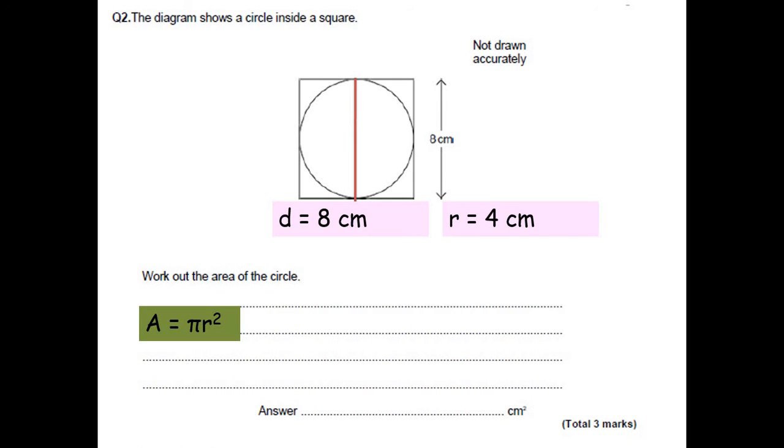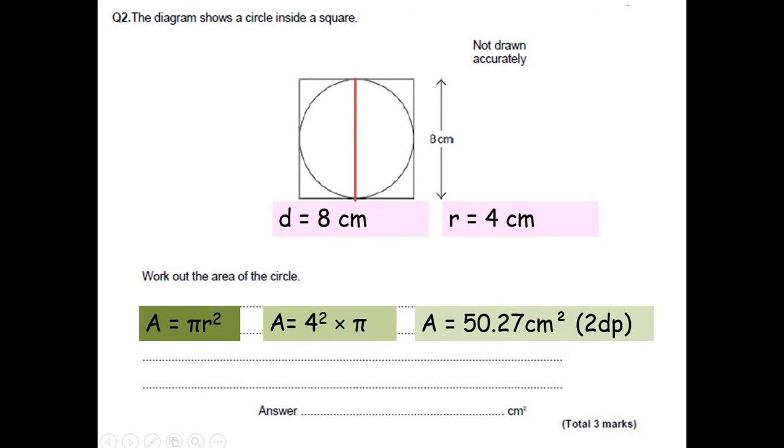So if we take our formula of area equals pi multiplied by the radius squared, we put in that the area equals 4 squared multiplied by pi. 4 squared is 16, multiply that by pi, gives us 50.27 centimeters squared to 2 decimal places.